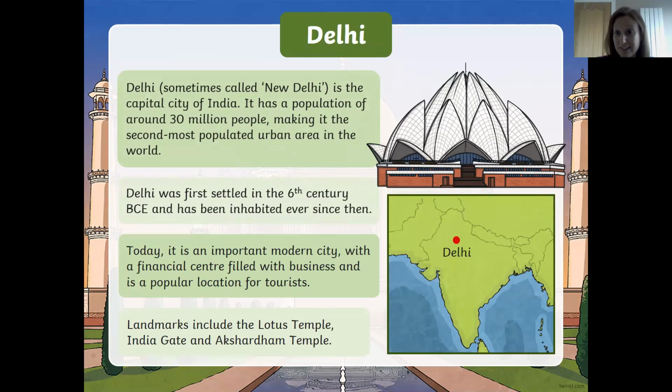Now, Delhi is the capital city of India, and there are more than 30 million people in that city. Now, just to give you a comparison, in London, London is the capital city of England, we've got about 9.3 million. So that is almost 3 times bigger, with a bigger population than our capital city. So it's a very, very busy place indeed.